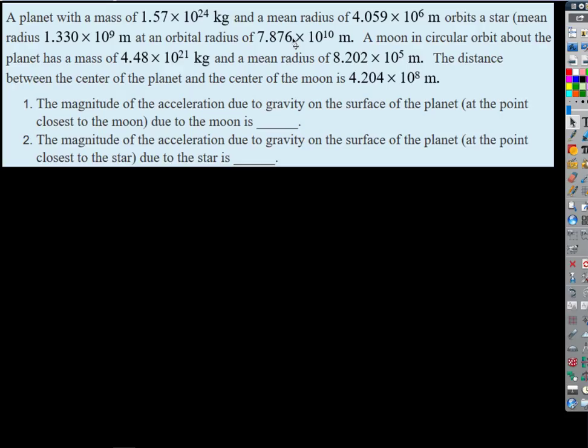Okay, so it wants the magnitude of the acceleration due to gravity on the surface of the planet due to the moon. Does that make sense? If we want to draw a little picture of that, here's the planet. Here's the moon. And if we're taking a point right there on the planet, we want to know what's the acceleration due to gravity caused by the moon. Okay? So this really isn't a big deal.